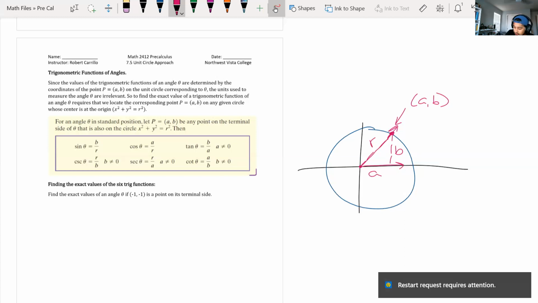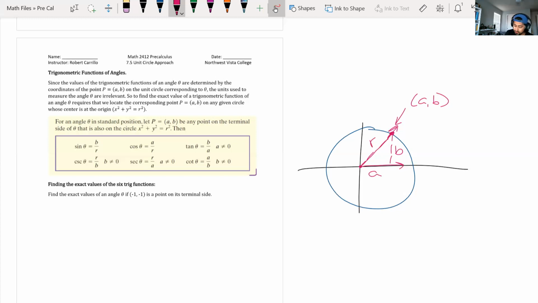All right. Uh-oh. Restart request retire. I didn't request a restart.